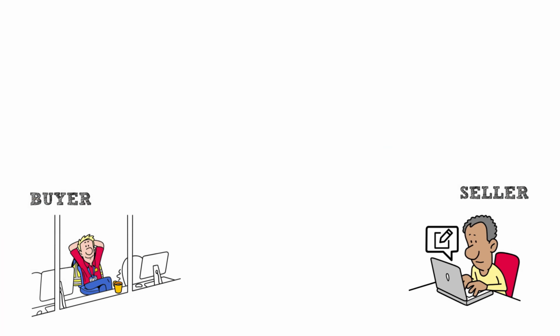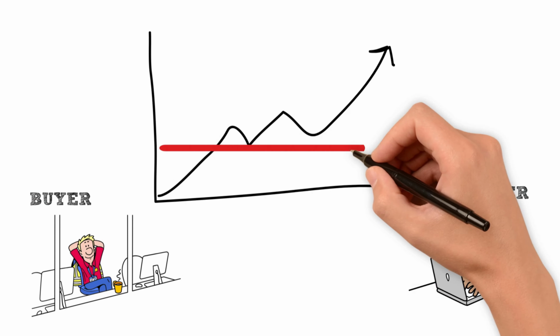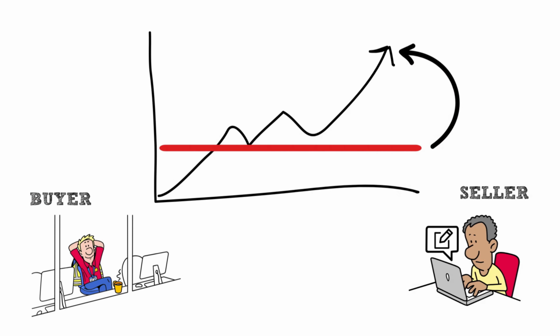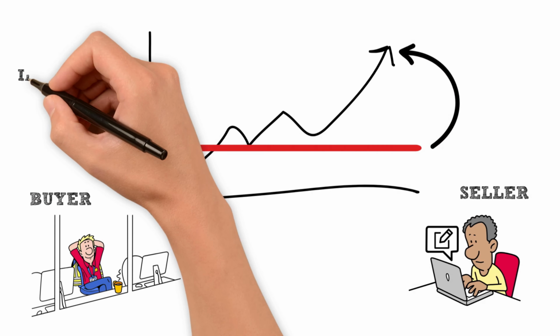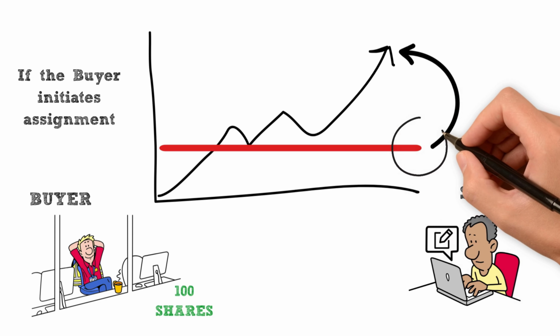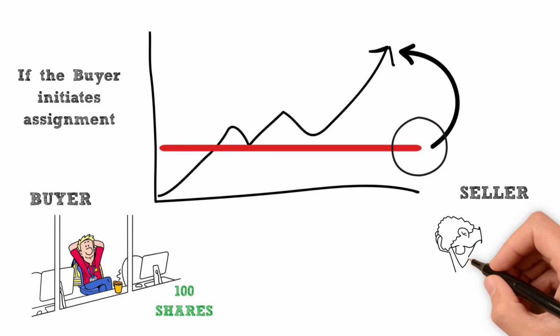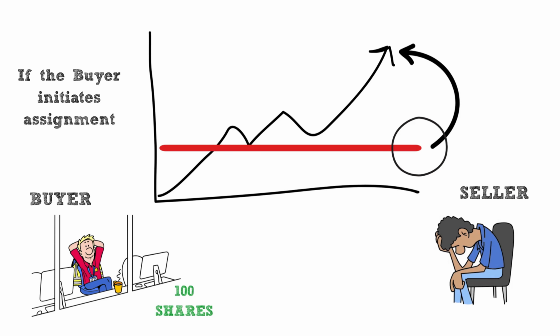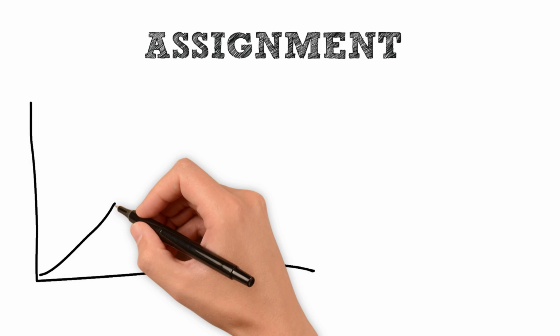The contract seller agrees that if stock price ends up above the strike price during the contract period, and if the buyer initiates assignment, they are obligated to sell 100 shares contained within that contract to the contract buyer at the strike price value. This is below the current value. They will lose by selling shares for less than what they are worth. This is referred to as assignment. Let's take a closer look.